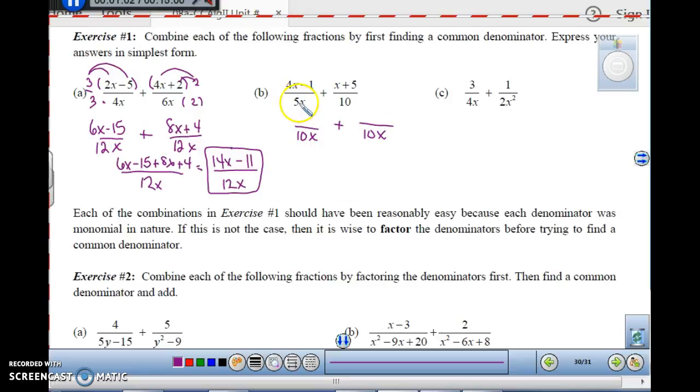So what did I have to multiply 5x by to end up being 10x? Well, I'd have to multiply it by 2. And since I did the denominator by 2, I have to do the numerator by 2. So make sure you distribute 2 through the whole thing. Gives you 8x minus 2. Now this one, 10, I want it to be 10x, so I have to multiply by x. Make sure, again, you multiply the entire polynomial by x. So that's going to be x squared plus 5x.